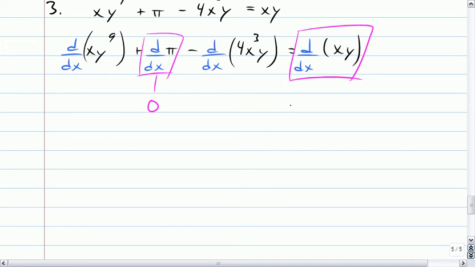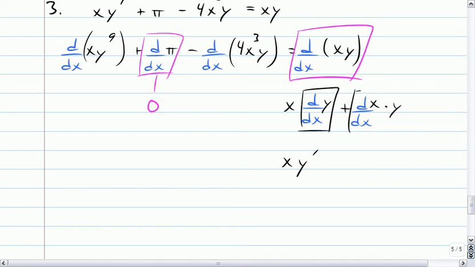Product. So you're going to go x times d dx of y, which is y prime, plus the derivative of x with respect to x times y. Well, this is why I'm writing this. Another thing we write for dy dx is y prime. So this is really x y prime. What's dx over dx? 1. So plus 1 times y.